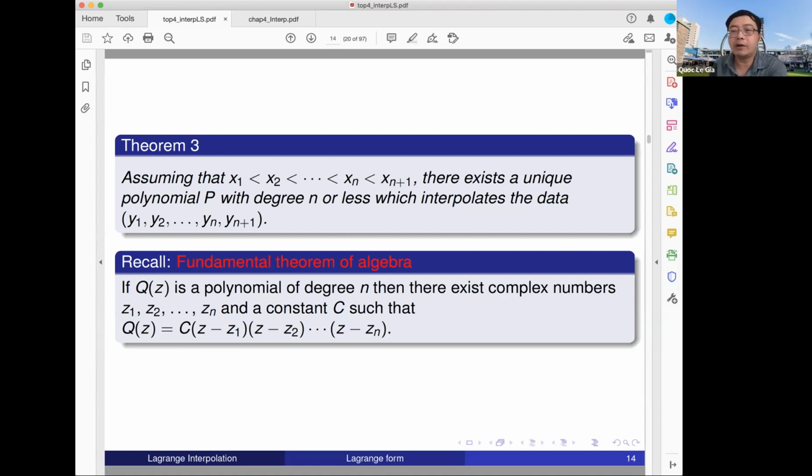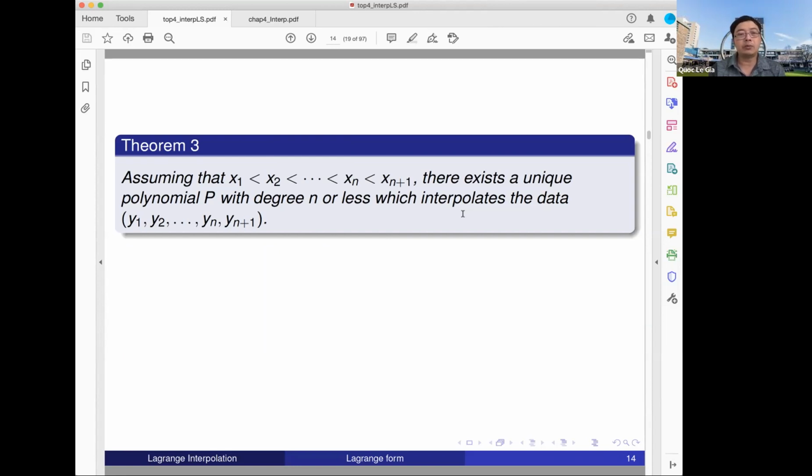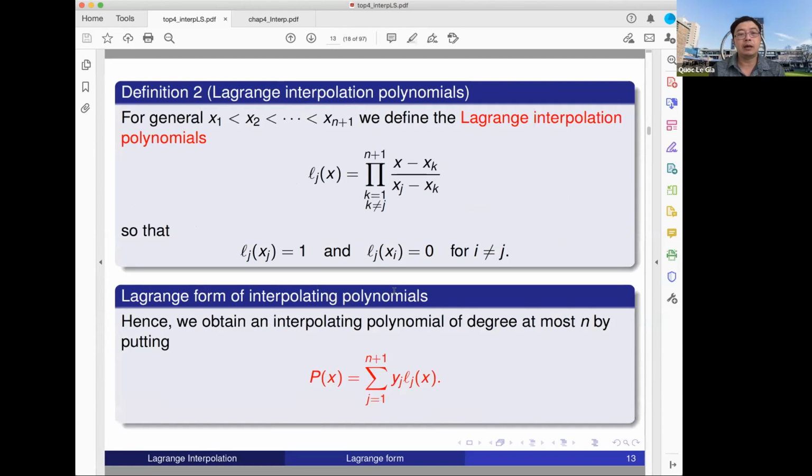No, the Lj are different from P(x). If you go back to this one, the Lj is just something you define as an intermediate step. Then after that, you define P to be the sum of yj Lj. So the Lj are different from the P. So does it make sense?